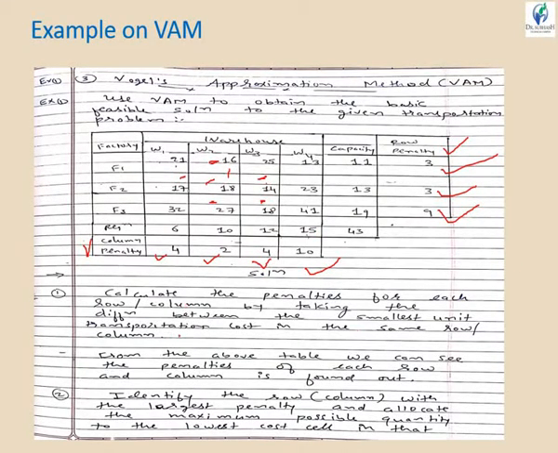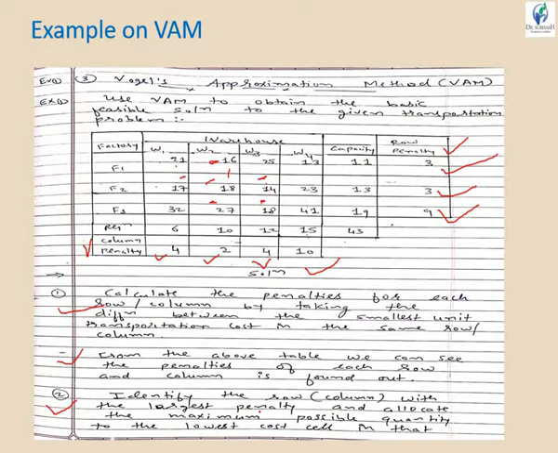Calculate the penalties for each row and column by taking the difference between the smallest unit transportation costs in the same row and column. So that is what I have explained to you. Then from the above table we can see that penalties of each row and column are found. Yes, we had found out how to find them, that I have already explained. Second step, now identify the row and column with the largest penalty. Now what is your second step?